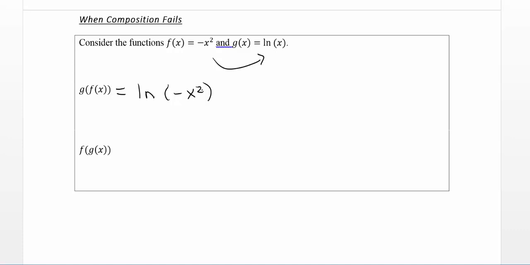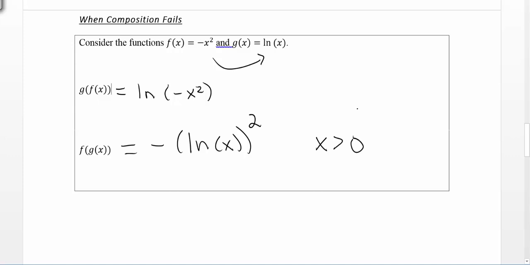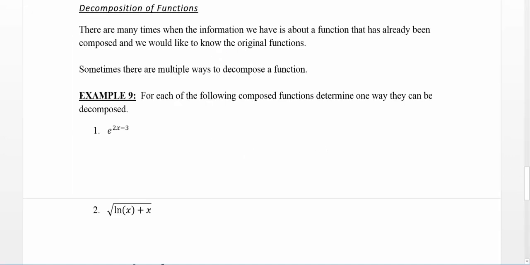However, we could compose f of g of x, because if we went in that direction, we would be plugging g into f, and then we would have negative natural log of x, all squared. Here, the domain is going to be that x is greater than 0, but there are outputs that come from this function, and therefore it exists. So the composition g of f of x will not work because there are no possible outputs. However, f of g of x will. It's rare that a composition fails, but it does happen.